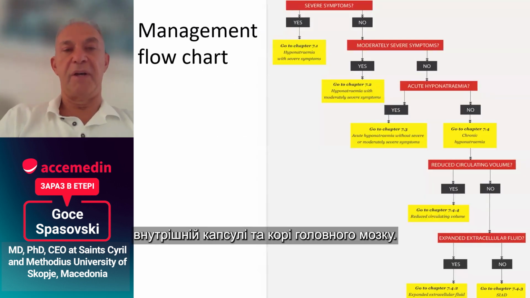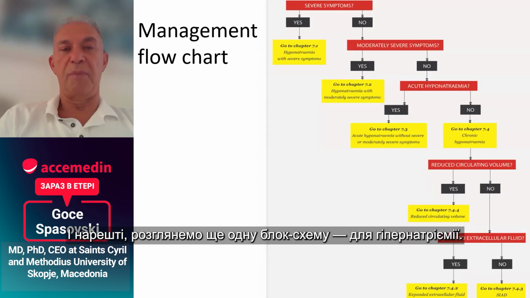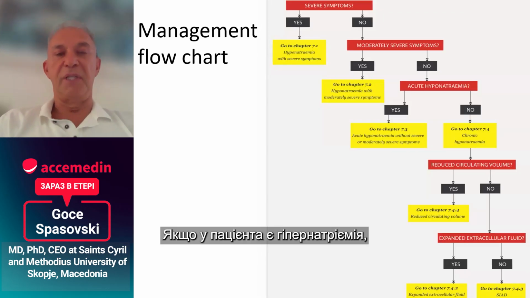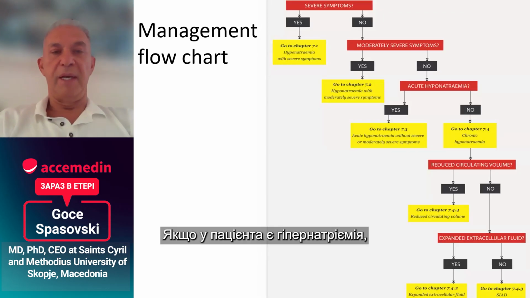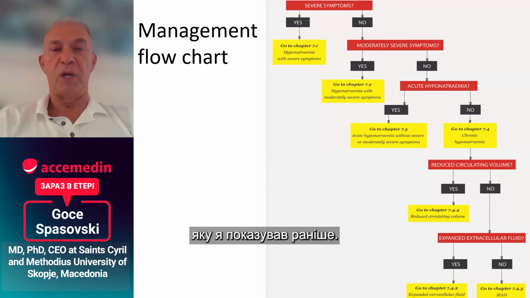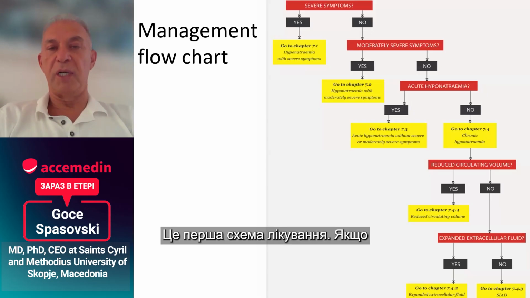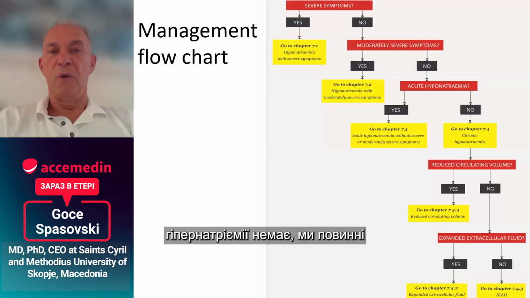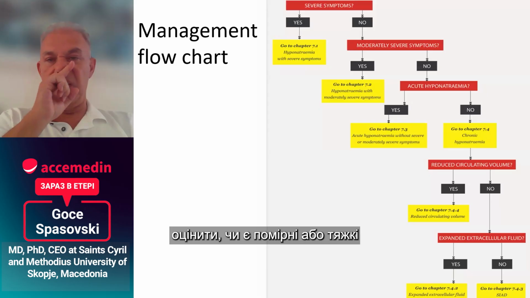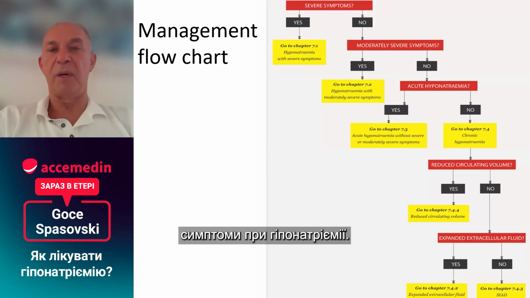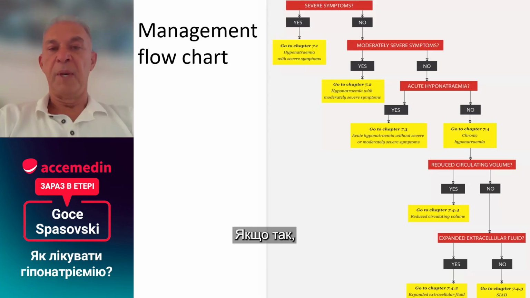And finally, there is another flow chart for hyponatremia. If there is hyponatremia, yes, then we go to the treatment chart, which I was showing first. And if no, we should see whether there are moderately severe symptoms in this hyponatremia, yes or no.